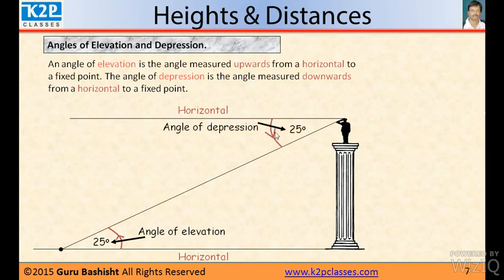Here this is the angle of depression, because here the angle is measured downward. Here the arrow is upward. Here the arrow is downward. So this is 25 degrees. Look, the angle of elevation and angle of depression are the same because these two are parallel lines, and if a third line crosses parallel lines, these two angles have to be the same.